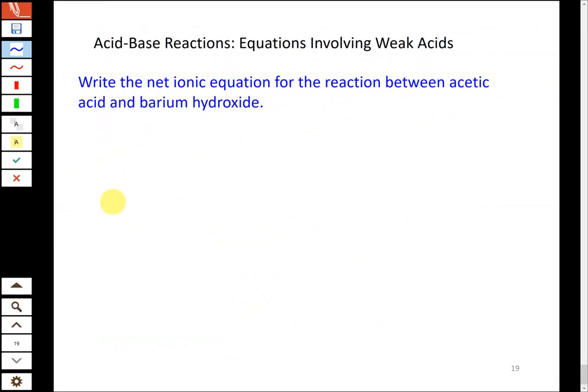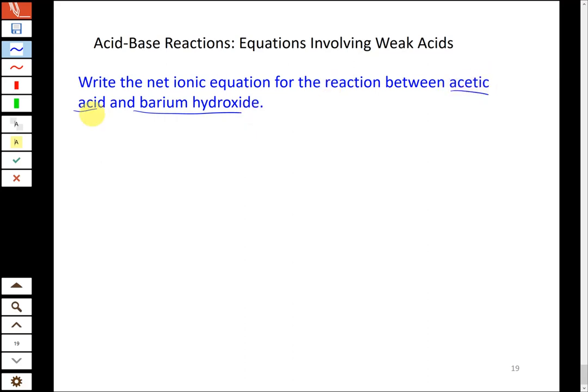All right, and then the last ones we'll do involve a weak acid, so we're going to see how it's a little bit different with a weak acid. So here we want to do the net ionic equation for the reaction between acetic acid and barium hydroxide. If it was a strong acid and a strong base, the net ionic equation would always be just H+ plus OH- forms H2O. But if it's not a strong acid or a strong base involved, then you need to write it out a little bit more carefully.